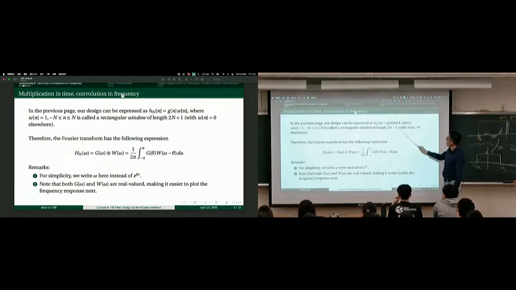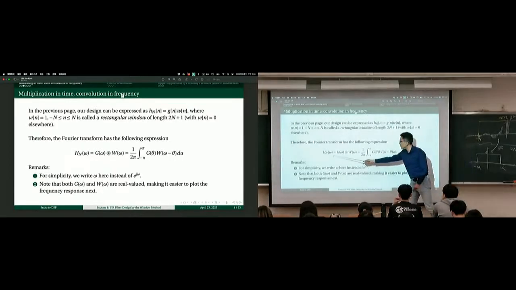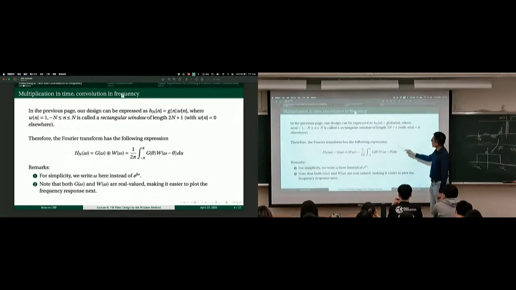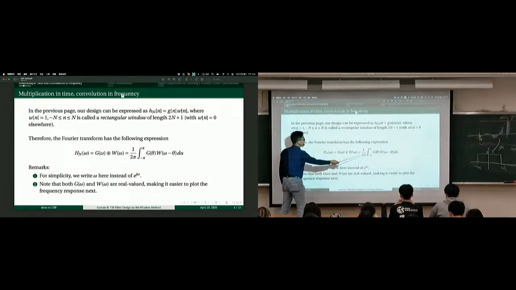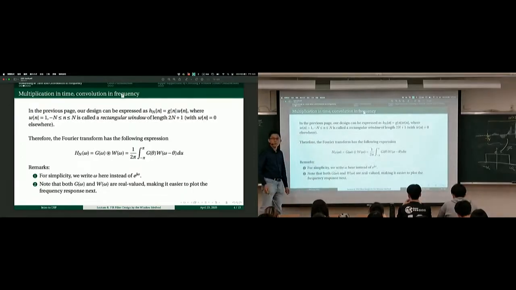Still, we retain this notation of small letters for time domain, capital letters for frequency domain. So now the spectrum of the filter as a function of small omega is the convolution between G and W. G and W convolve in the frequency domain. Sorry, this should be theta. Can we all change this to theta? That's wrong. Convolution in the frequency domain, and there's a factor of 1 over 2 pi.